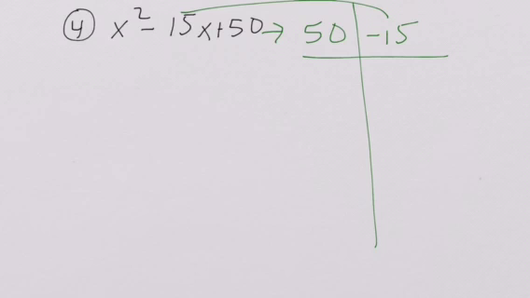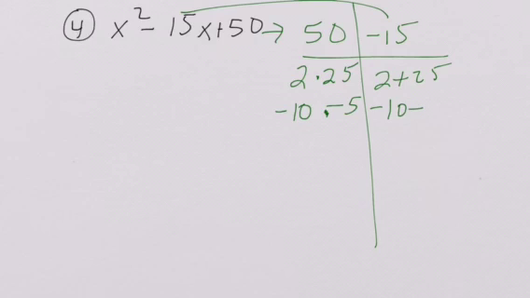So I could do 2 and 25. When I multiply those together, I get 50. But when I add 2 plus 25, I do not get negative 15. So let's do negative 10 and negative 5. When I multiply those two together, I get positive 50. And when I add negative 10 and negative 5, I get negative 15.